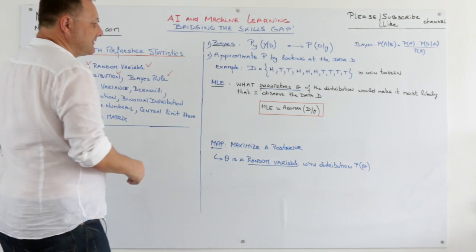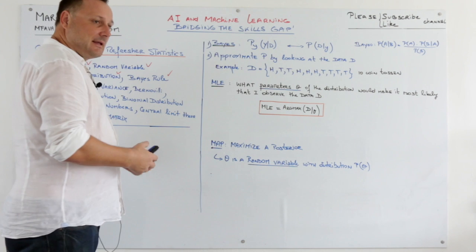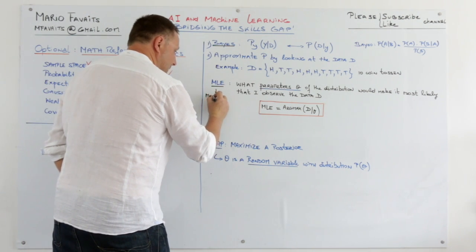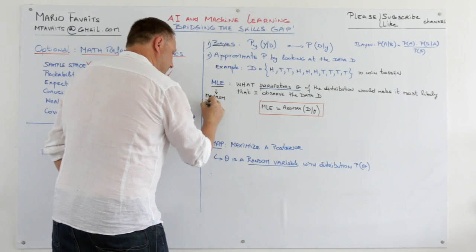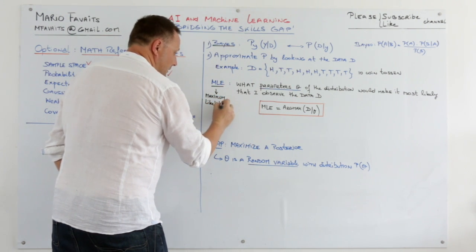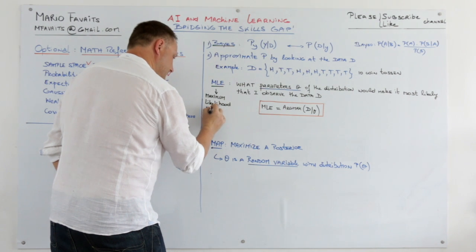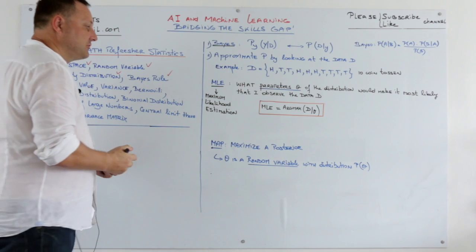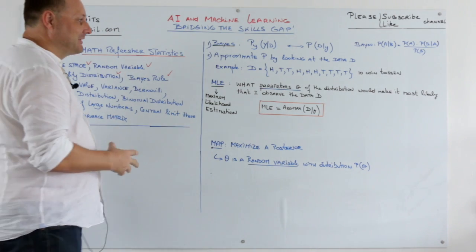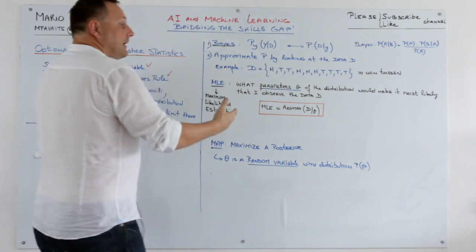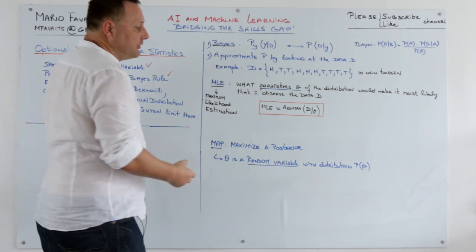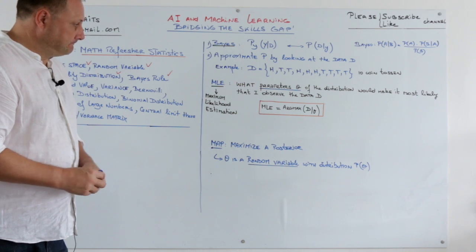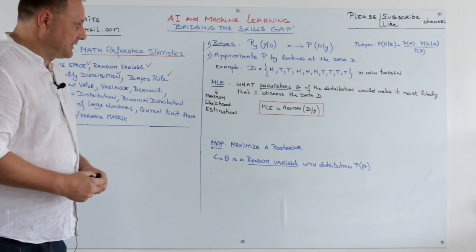What we're going to do is a maximum likelihood estimation. So MLE is a maximum likelihood estimation. And what we're going to do is try to find the parameters theta of the distribution that would make it most likely that I would observe the data D. Now let's see what that would be.